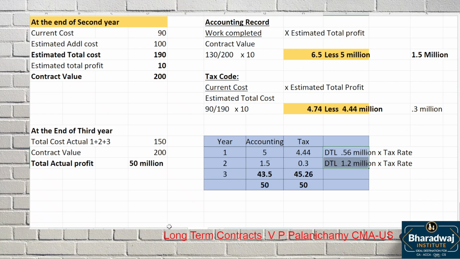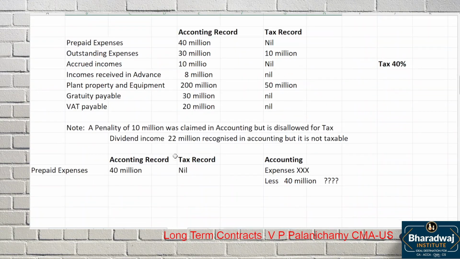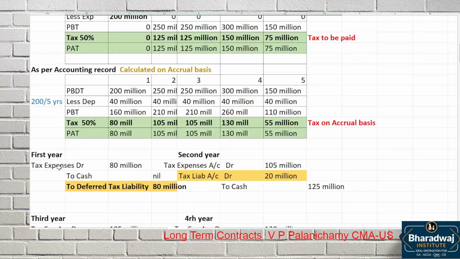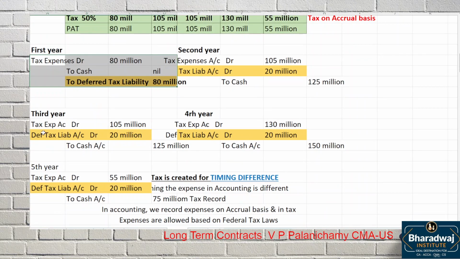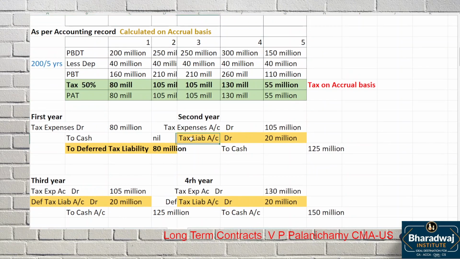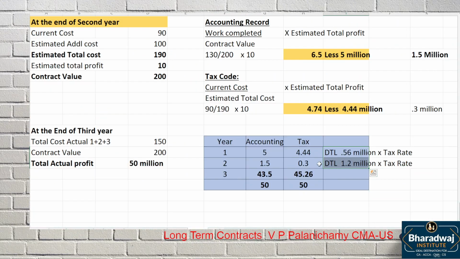We did this in the last class with the depreciation example. For example, in the first year we would have created a deferred tax liability, in the second year we would have closed it, third year we would have closed it. We closed it like that because of the timing difference. Same way here, in the third year you can find the timing difference would have been over. Look at the difference, almost 43.5, 43.26. So reversal of deferred tax liability.